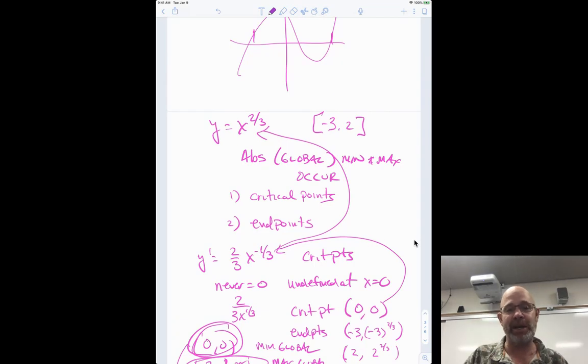We call those key points, right? Critical points and endpoints. Plug them in to figure out which is the highest, which is lowest, and go from there. So hopefully that works out for you tonight. We're on to chapter 5, applications of derivatives.